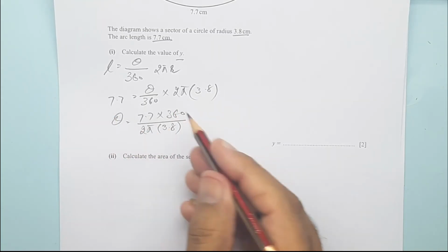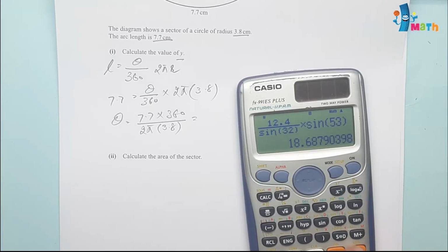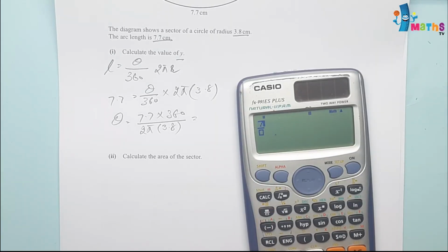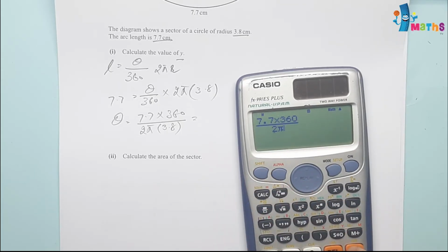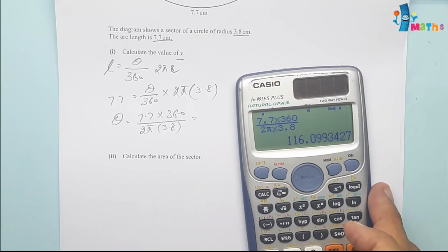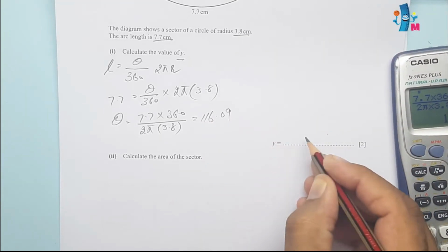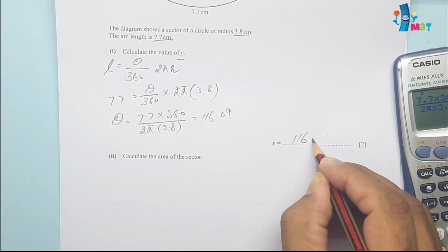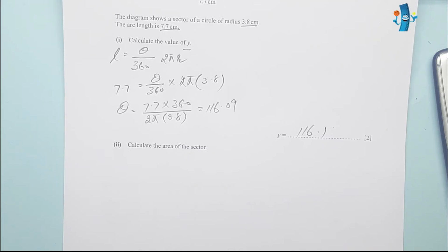This will go as denominator to the other side, and this one we can simplify. This will be 7.7 multiplied by 360 and divided by 2 pi multiplied by 3.8. This is equal to 116.09, which we can write as 116.1. Then they are saying calculate the area of the sector.